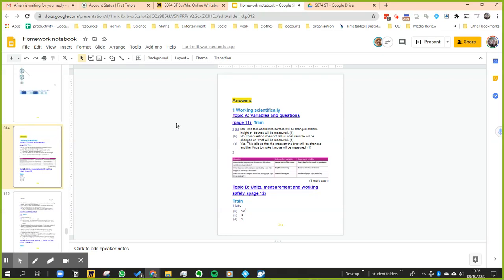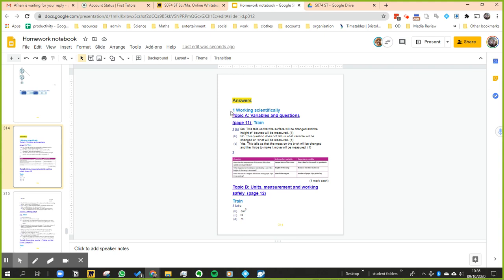So we want to know how to mark our own work, really. We're trying to learn how to become more independent learners, as in being able to do more things on our own without needing to ask the teacher for help as much. And the more things we can do on our own, the quicker we can progress. So you'll see here on this homework notebook, we have the answers right at the back.